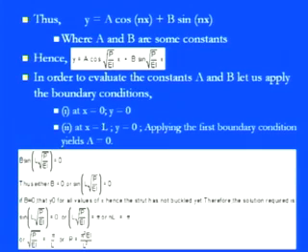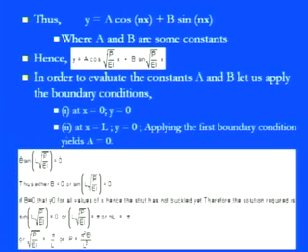So if we simply replace this n by square root of P over EI, we have y equals A cos(square root of P over EI times x) plus B sin(square root of P over EI times x). In order to evaluate the coefficients A and B, we need to find out what exactly they mean. So we need to apply the boundary conditions of the strut.